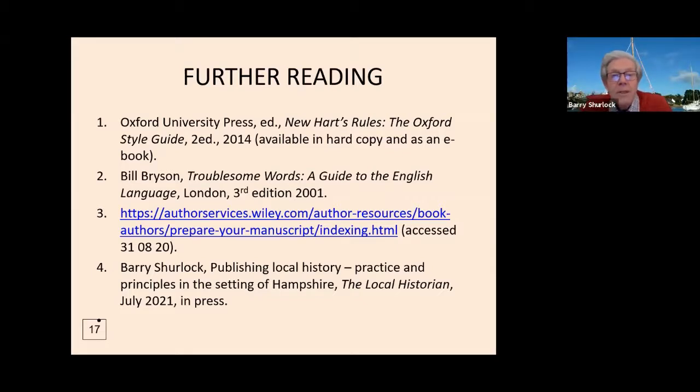There are a few references here to things that you will find useful. Anybody involved in publishing uses Hart's Rules, which tell you things like where to capitalize and what short Latin terms mean and how you should present them. Bill Bryson has produced a book called Troublesome Words, in which he explains why it's perfectly okay to start a sentence with "and" and all sorts of other useful things.